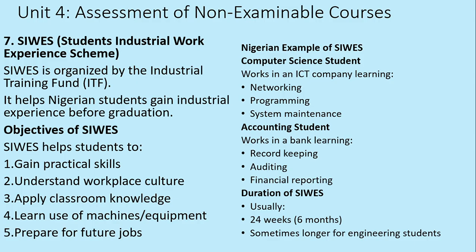So let's look at the objectives of COS. So COS helps students to what? First one, you gain practical skills. Like the example I made, I used computer science as an example. I said if you are a computer science student, or you are a cybersecurity student, or information technology student, and you want to go for your COS or your IT, you will look for an organization that is related, that is connected to your course.